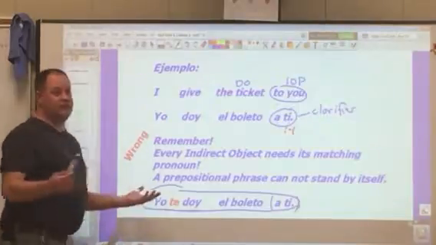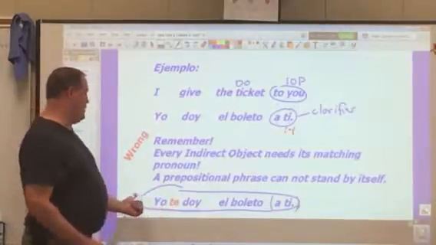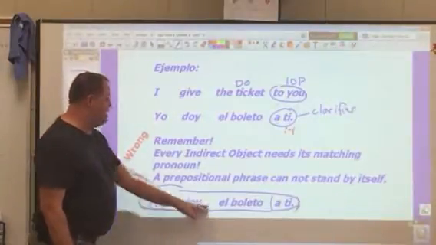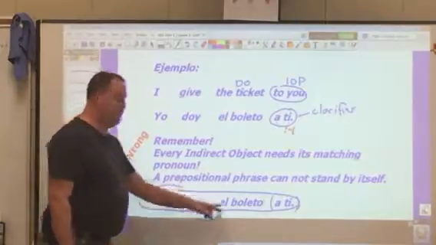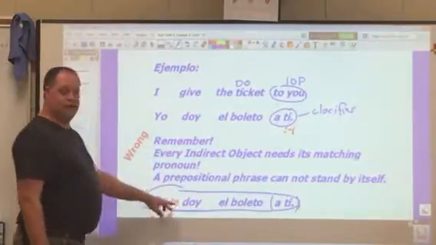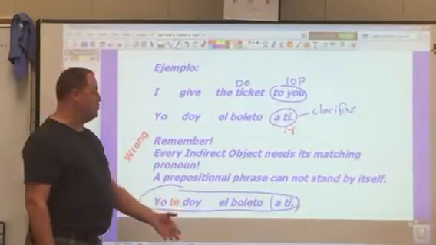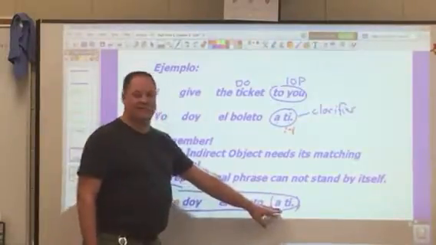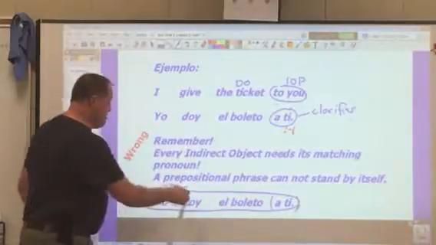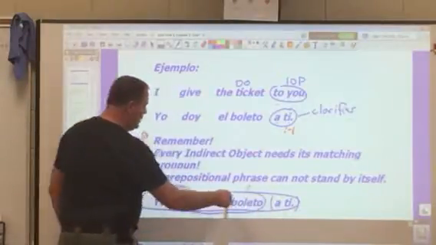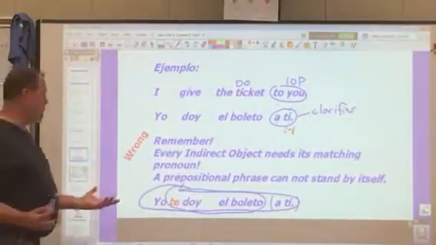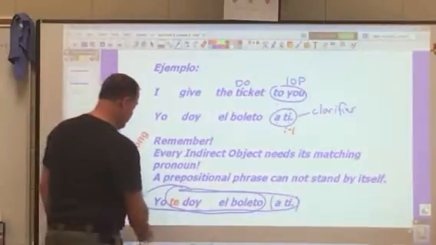So it's backwards again, but it's really supposed to be, I give you the ticket, okay? But it goes right here in front. So it's really te doy el boleto. And you can put the yo in there if you want, but again, it's kind of redundant. But definitely the te doy el boleto is what our answer should be, okay?